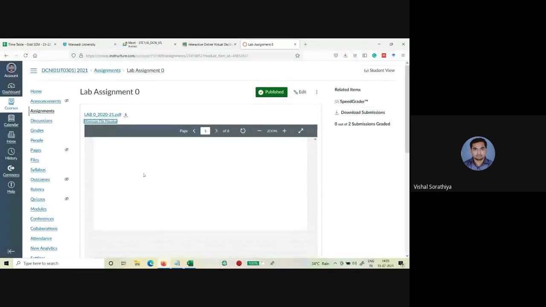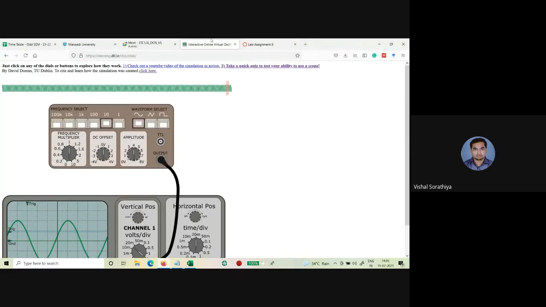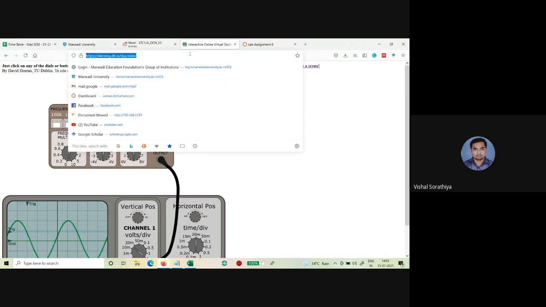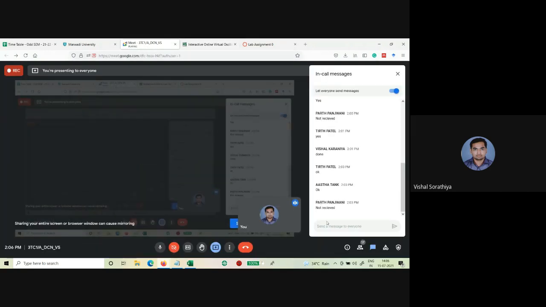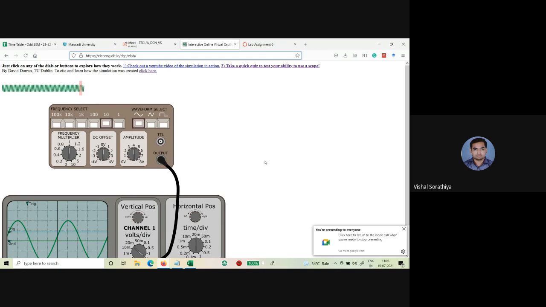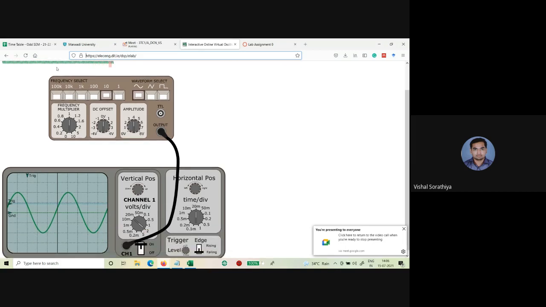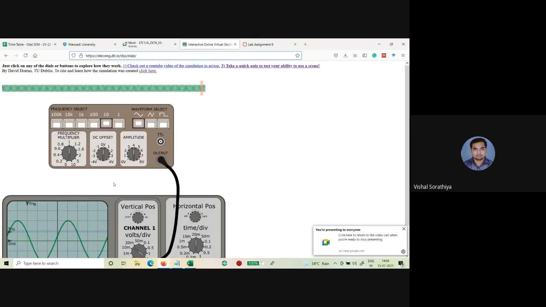Before starting with these tasks, all of you should see the link that I have shared in your chat box. Once you open that link, it will display two screens. Above is a function generator, and below it is the oscilloscope. There are two tasks or two works given over here.